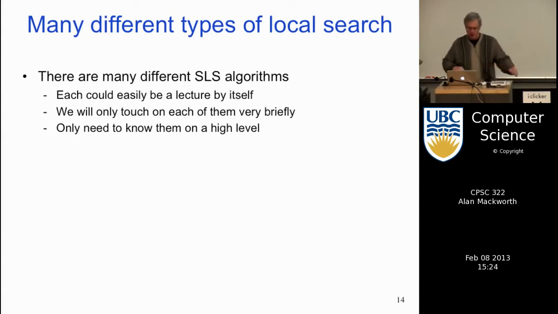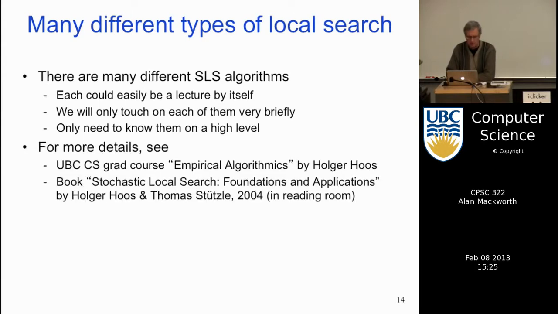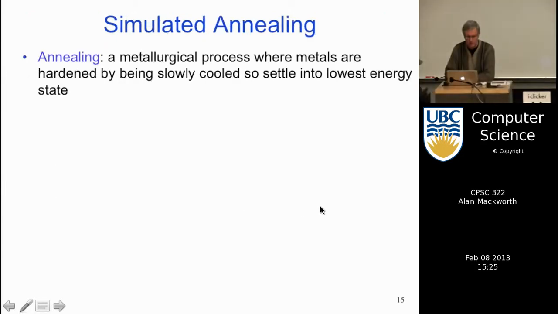So I'm going to quickly run through some stochastic local search algorithms. Lots of them we could spend a lecture on by themselves. We'll just look at them very quickly. You really don't need to know the details on these guys. There is a grad course occasionally offered on empirical algorithmics by Holger. There's a book on this which is available in the reading room if you want more details.